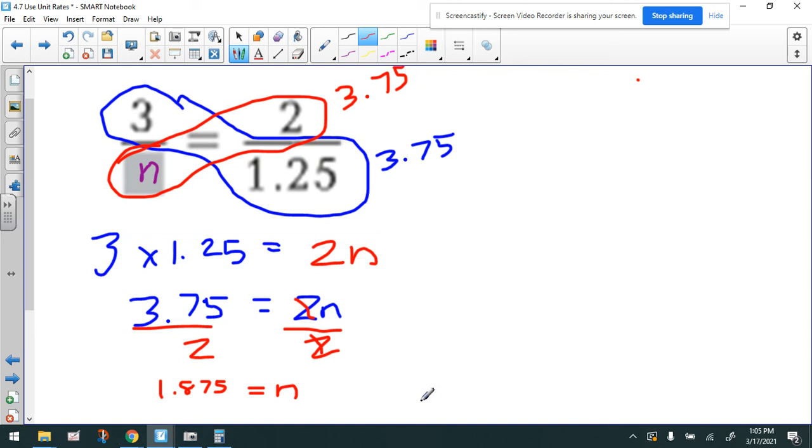Now guess what? If we were to take this number and put it in the place of n, so I'm just going to write it in a different color, 1.875, and multiply that number by 2, we should get this number, right? Because equal ratios have equal cross products. Super important that you understand that.